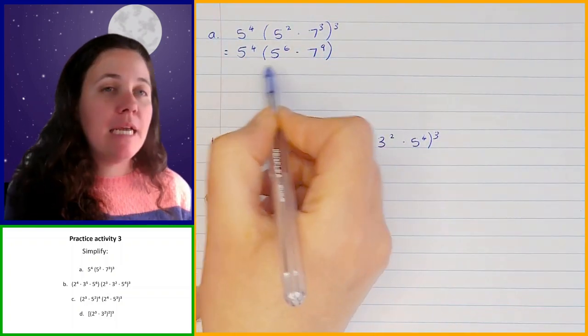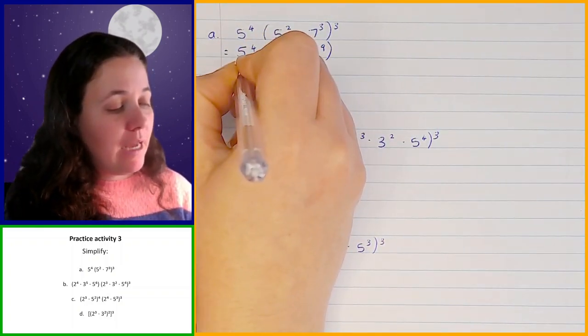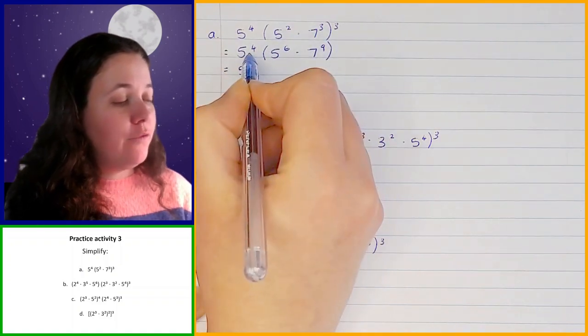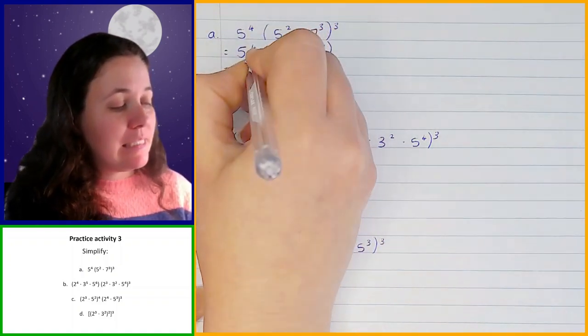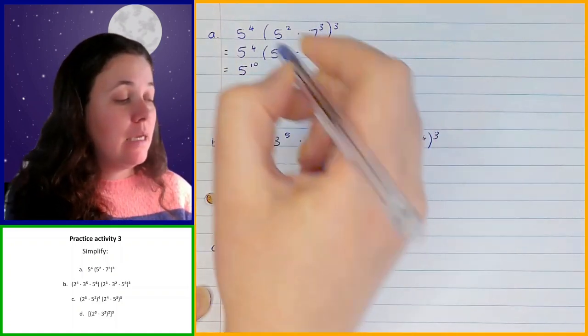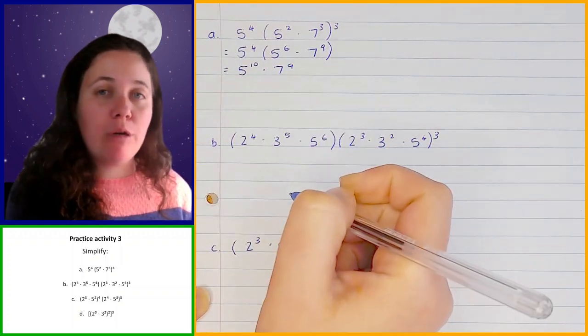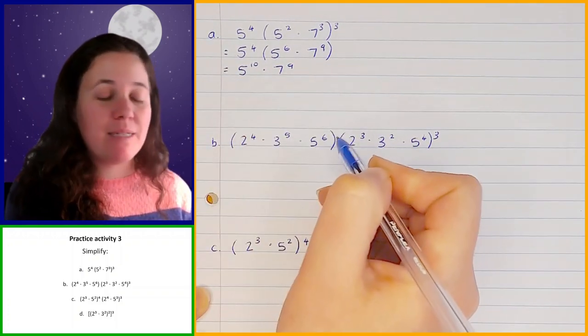Okay, so now I'm going to take that and I'm going to multiply it together. That gives me 5 to the power of 4 plus 6 is 10. I can add those exponents because they have the same bases. And then times 7 to the power of 9, which doesn't change because there are no other powers with a base of 7.